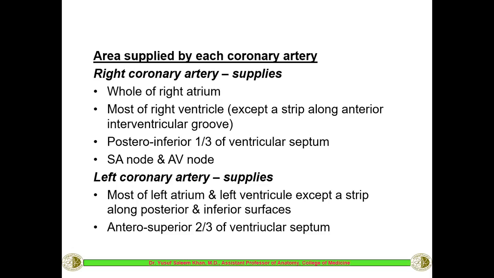Then the SA node and the AV node, both important nodes which are the pacemakers of the heart, are also supplied by the right coronary artery. So if there is any damage to the right coronary artery, this is one of the important systems which will be affected.